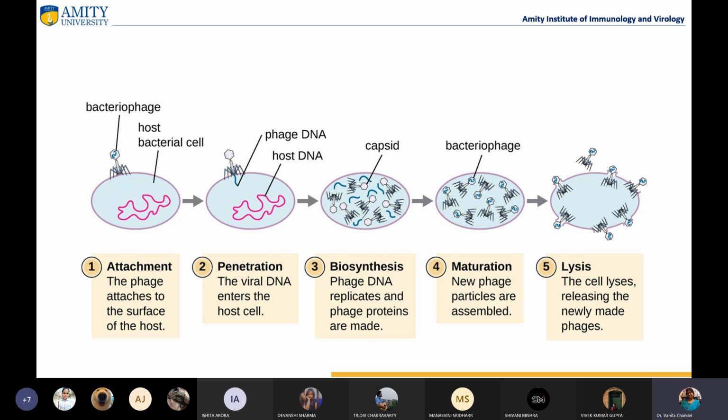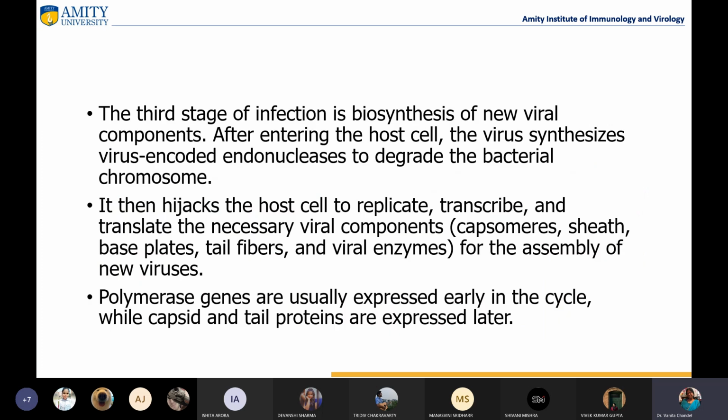So the first stage is attachment, where you can see the bacteriophage is coming and attaching to the bacterial cell. The second stage is penetration, in which the viral DNA is entering the host cell, right? The third is biosynthesis, where the phage DNA replicates and phage proteins are made with the help of the host cell machinery, basically. The fourth is maturation. The new phage particles, or virions, are assembled. Fifth is lysis. The cell is lysed, or killed, releasing the newly made phages into the environment.